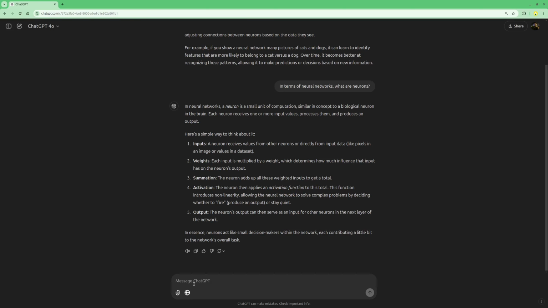In neural networks, a neuron is a small unit of computation similar in concept to a biological neuron in the brain. Each neuron receives one or more input values, processes them, and produces an output.